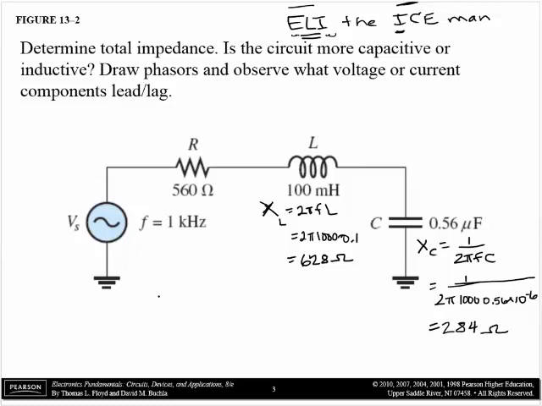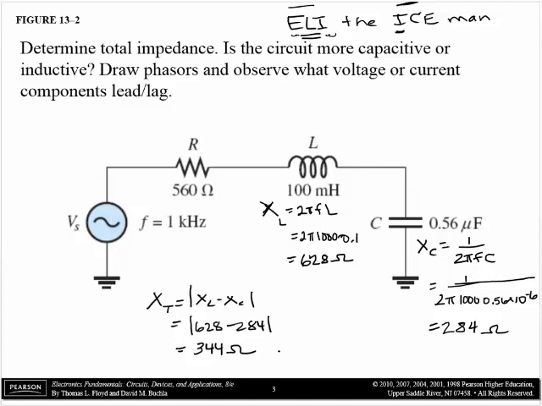So now we find X total. Reactance total is the absolute value, which you can also make with the symbol of two straight bars. Absolute value of XC minus XL. Doesn't matter which way I do it, so I'm going to say XL minus XC. But it's absolute value, so it's the absolute value of 628 ohms minus 284 ohms, and we get the X total as being 344.